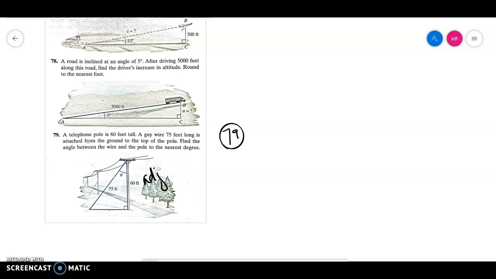The wire that's attached to the ground is 75 feet long. So this is almost like a support. That's my wire there, and that is my hypotenuse. It's been a minute since we've worked with cosine. Cosine of theta is equal to 60 over 75. And to find the angle, to get rid of the cosine, I have to take the cosine inverse of both sides, which just cancels it on the left.